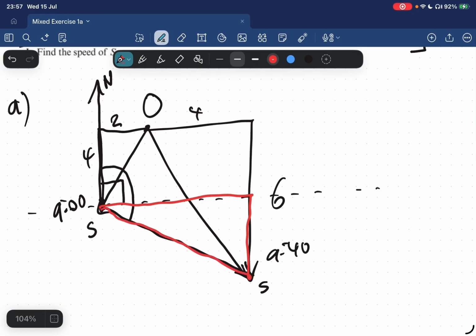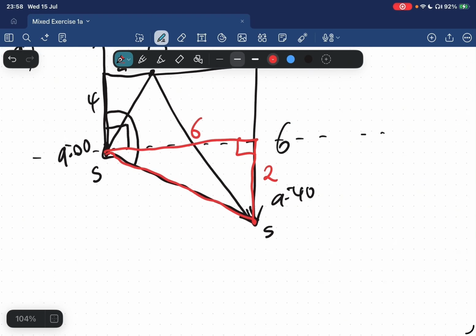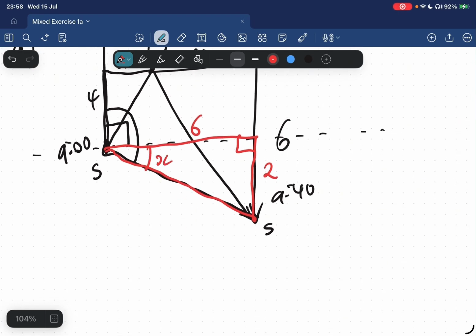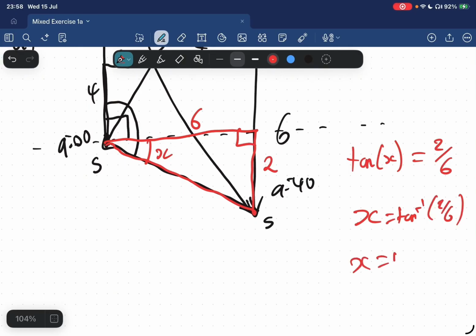Okay, and this triangle we do know the dimensions of, because it's across by 6, and 6 take away 4 is 2. So we know the dimensions of this triangle, so we can then calculate this angle. Let's call that x. Using SOHCAHTOA, we've got opposite and adjacent, so x is the tan inverse of 2/6, so x is 18 degrees.